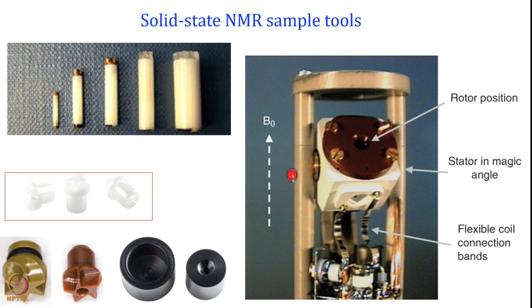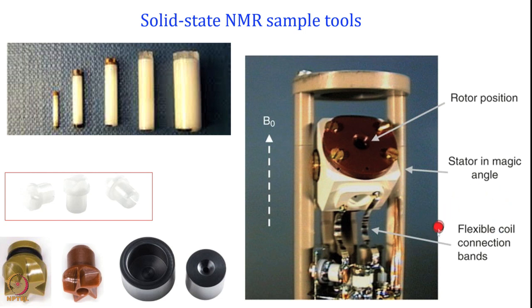Now, where does it sit? So, as I said, the magnetic field is in the Z direction. Here is our probe, a dissection of the probe. Here our rotors are sitting. Depending upon what size the rotor is, the whole dimension is accordingly fitting. So, this whole assembly is called a stator, that is oriented at the magic angle.